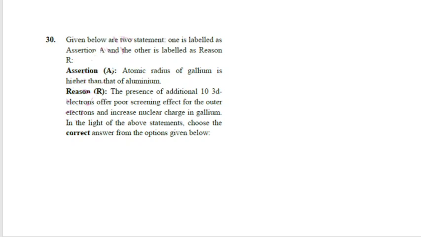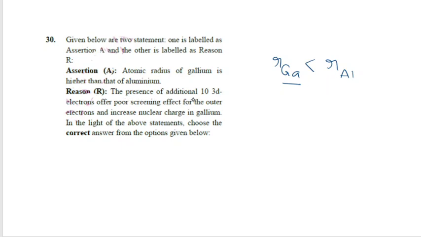Here, the assertion is that the atomic radius of gallium is higher than that of aluminum. No, if we consider the radius of gallium, it is in fact slightly less when compared with the radius of aluminum. It is because in gallium, the additional 3d10 electrons present show a poor shielding effect, and hence the inner shell electrons experience more effective nuclear charge than expected, and hence the gallium radius is less than aluminum. Let's check the reason here.